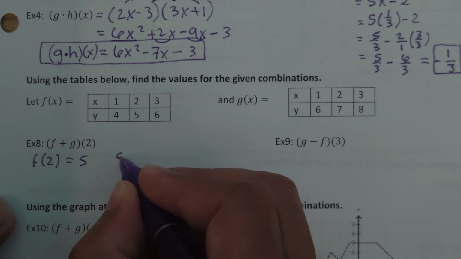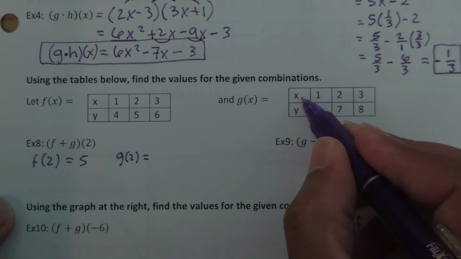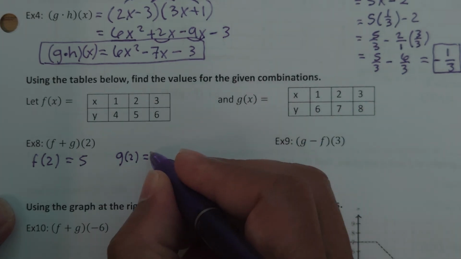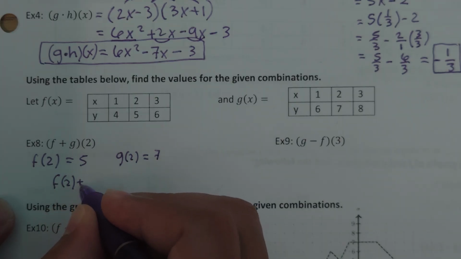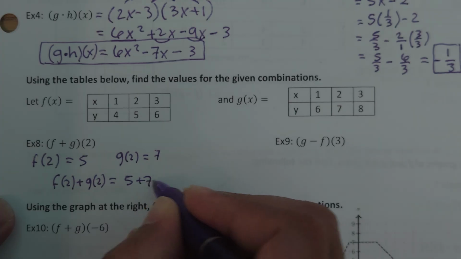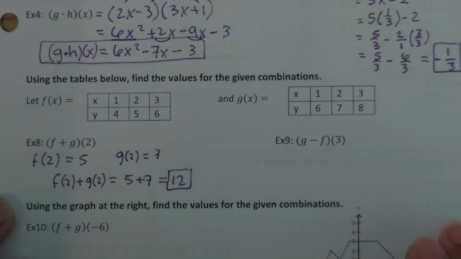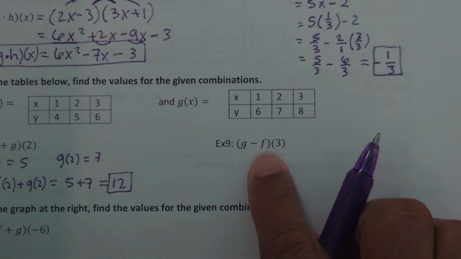And then let's find g of 2. Look at the function g, where x is 2, which means where the input is 2, what's the output? The output is 7, which is the y value. So now let's find f of 2 plus g of 2. You just add 5 plus 7, which is equal to 12, and that's the answer to that problem. Okay, all right, next example.